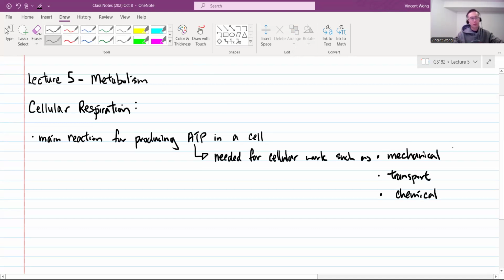These are just review from before. When a cell moves certain parts, like a flagellum or cilia, or if you think about muscle cells when they contract to create motion, those are mechanical work that requires ATP. Transport, we learned that in lecture 4. In active transport, when we move things from low concentration to high concentration, that requires ATP. And finally, chemical work. A lot of chemical reactions need a supply of energy before they can happen. So all those things need ATP.